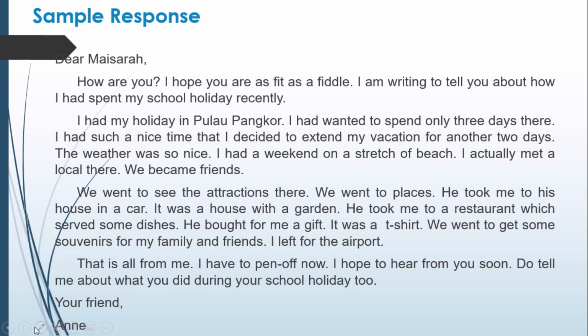The weather was so nice. I had a weekend on a stretch of beach. I actually met a local there. We became friends. We went to see the attractions there. We went to places. He took me to his house in a car. It was a house with a garden. He took me to a restaurant which served some dishes. He bought for me a gift. It was a t-shirt. We went to get some souvenirs for my family and friends.